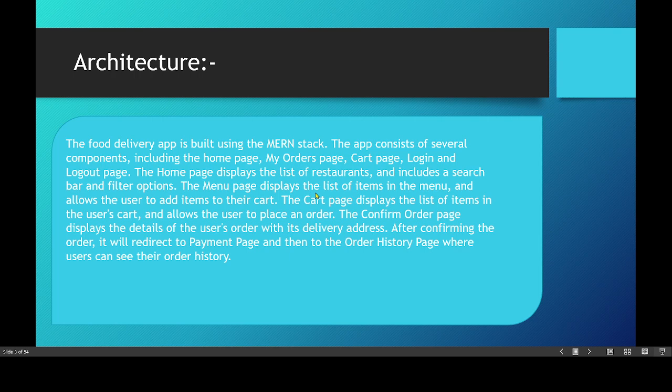The menu page displays the list of items in the menu and allows the user to add items to their cart. The cart page displays the list of items in the user cart and allows the user to place an order. The confirm order page displays the details of the user order with its delivery address. After confirming the order, it will redirect to the payment page and then to the order history page where the user can see their order history.